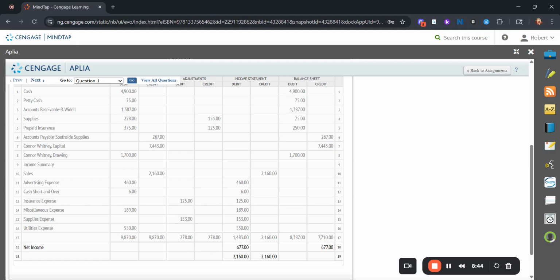So we don't have anything for our balance sheet debit column to tack on here at the end. So we'll just bring that amount down, 83.87. Now we've got 77.10 plus 677. And look at that, 83.87. Now the columns match.